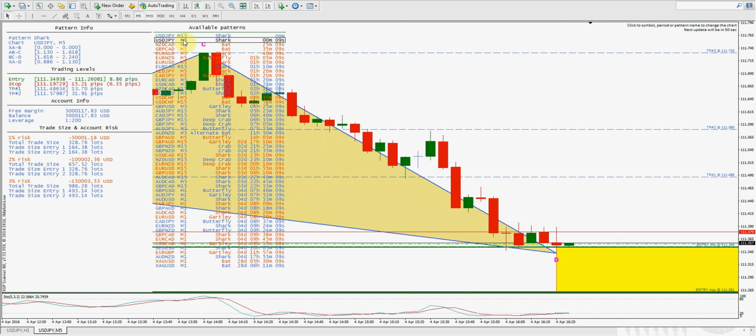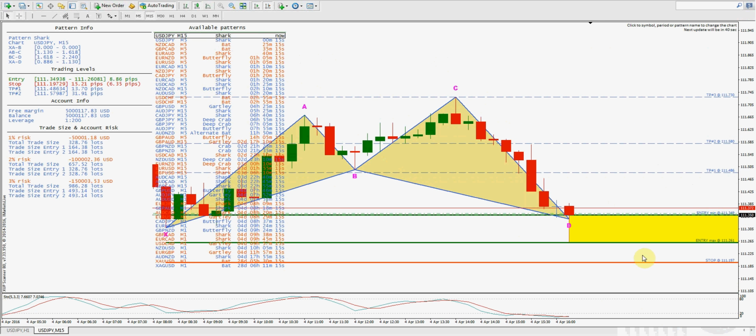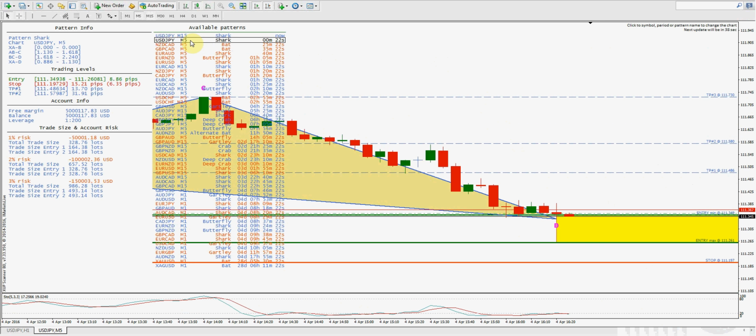Got setups on both the 15-minute and 5-minute chart for USD Japanese yen. So hopefully we'll be able to get filled here. Looks like a 15 pip stop. All right, so about 15 pip stop, 15 pip take profit.